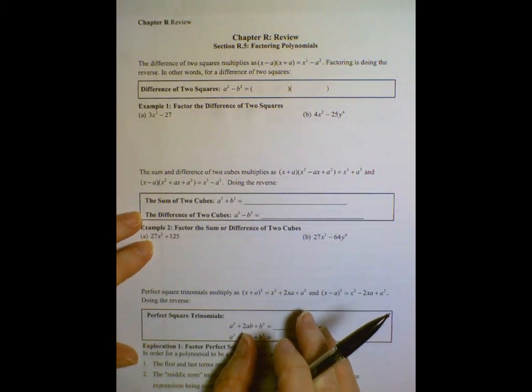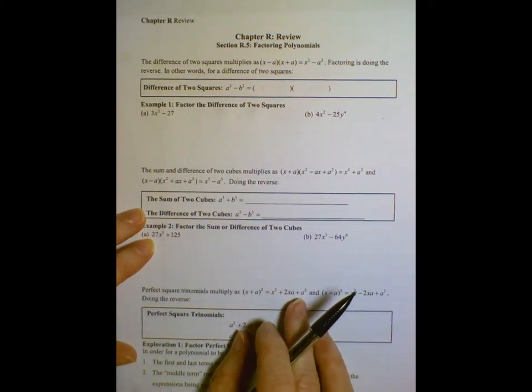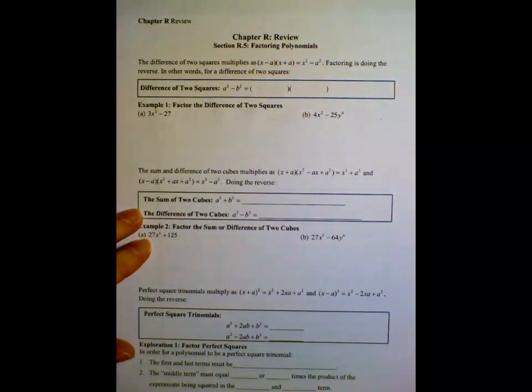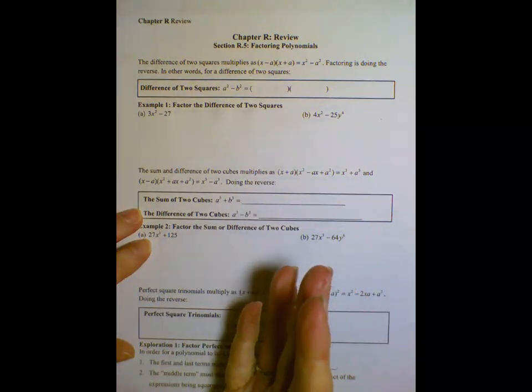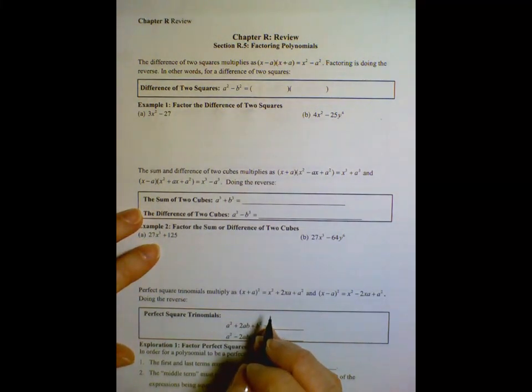This is our first video for Chapter R review. We're starting with section R.5, Factoring Polynomials. Factoring is a very important skill that we will need for most of the course, and that's why we're going to the review section, even though these are topics we really should already know, to refresh.